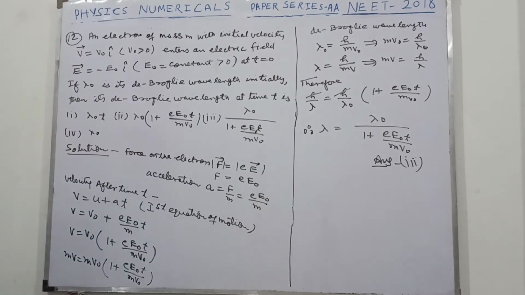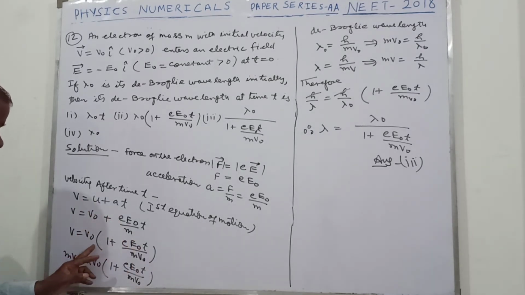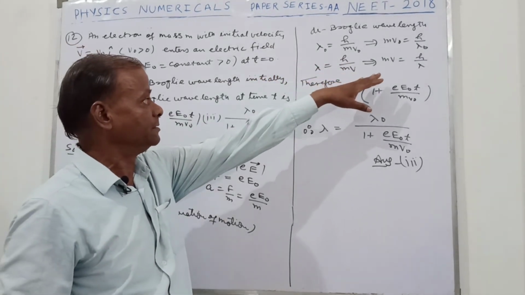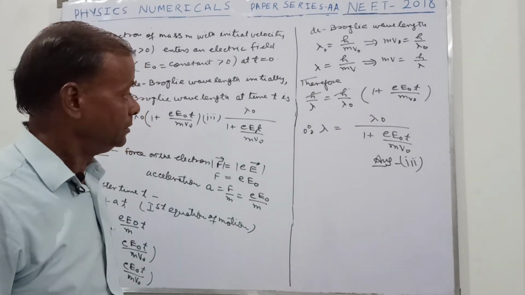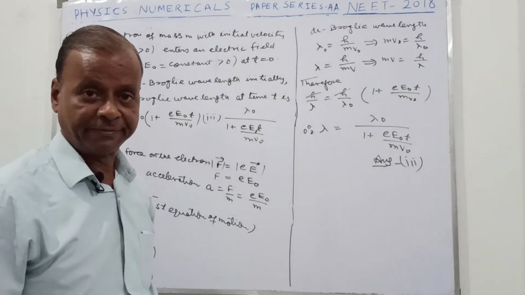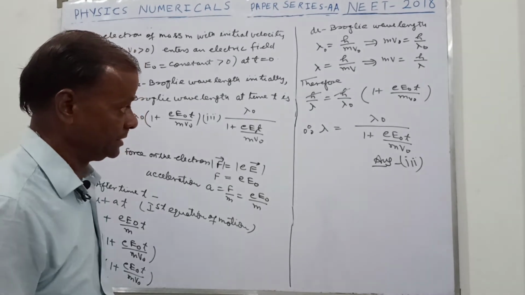So remember here that we are given the electric field, so just find the force and then the acceleration, and then the velocity after time t, like this. Take the common v naught, then we will get this relation. Then use the de Broglie wavelength, put these values and find the value of lambda. So this is the de Broglie wavelength after time t in the electric field of strength E naught i.